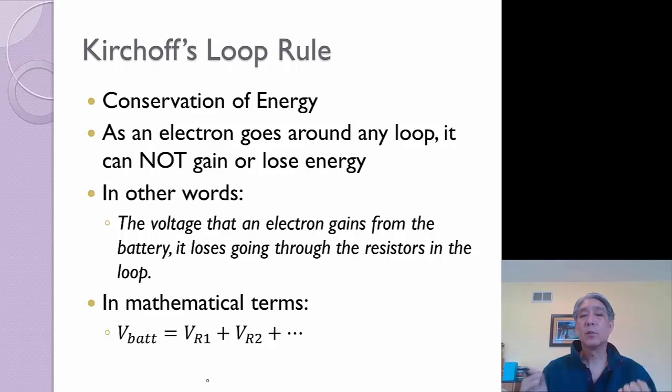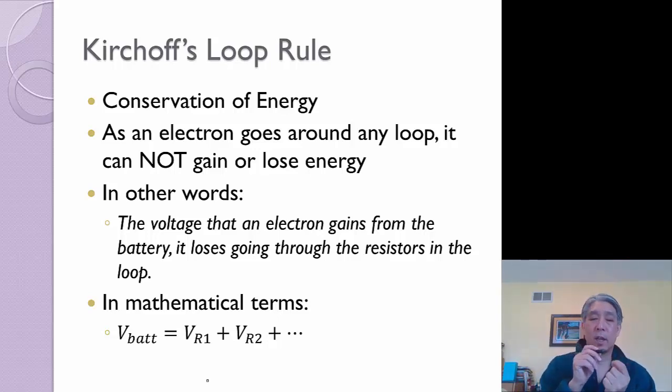Kirchhoff's loop rule is a restatement of conservation of energy. As an electron goes around any loop in our circuit, it cannot gain or lose energy. Remember, energy for an electron is equal to Q times the voltage at that point. So QV is the potential energy for my electron. And so as I go around any loop, it must get back to the same energy level.